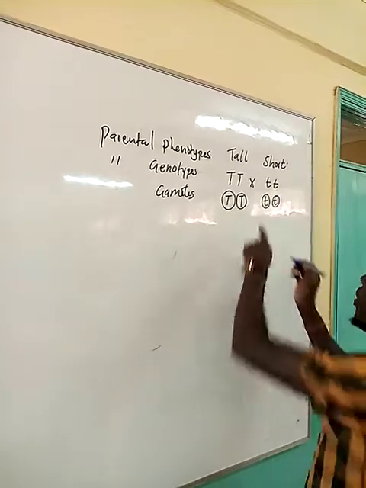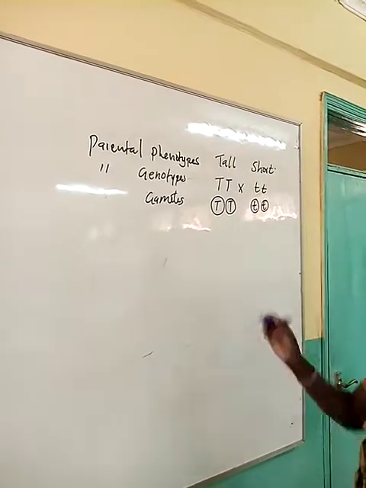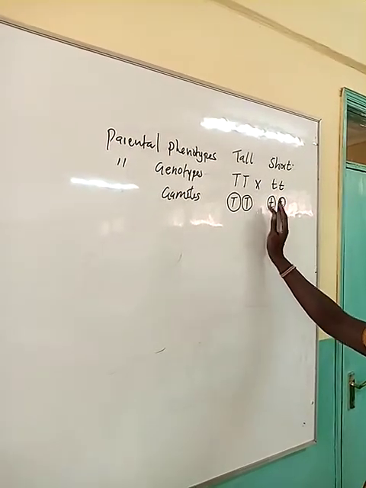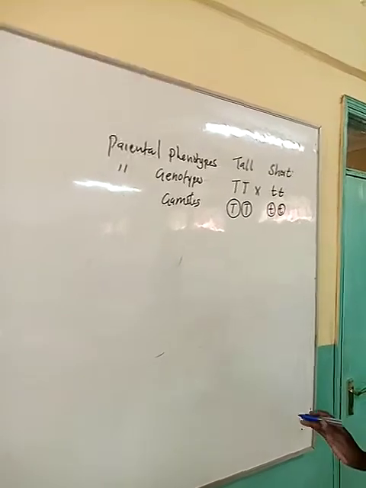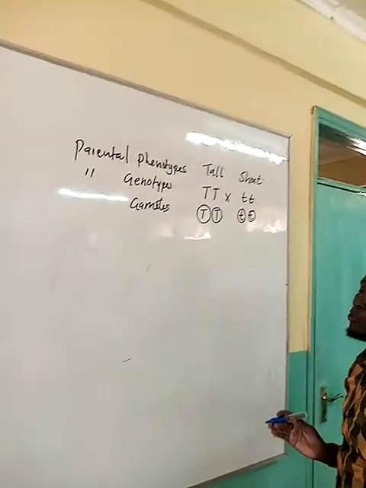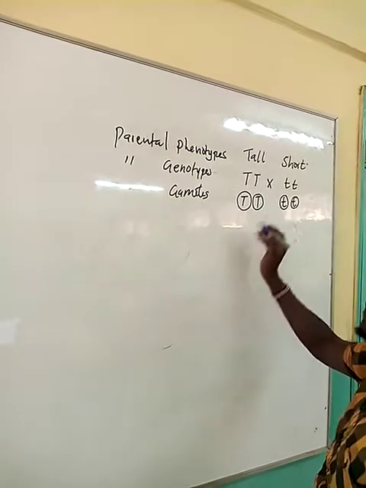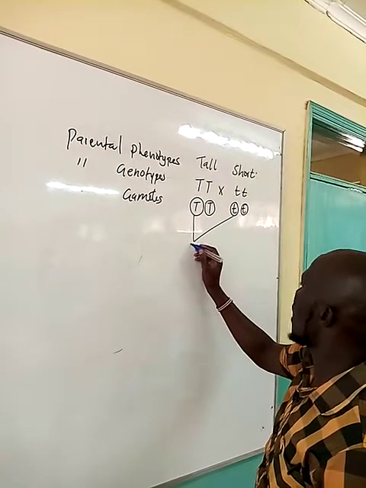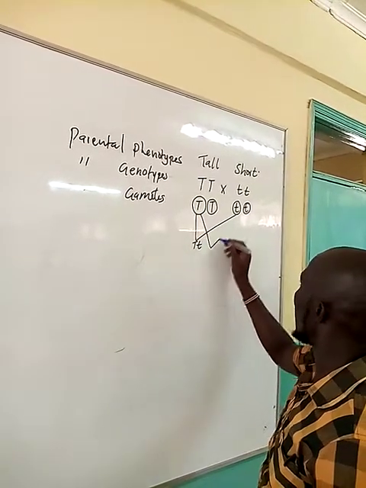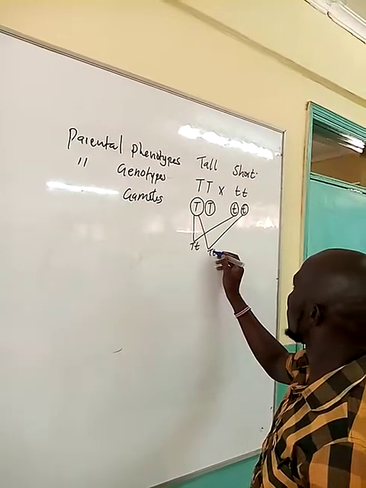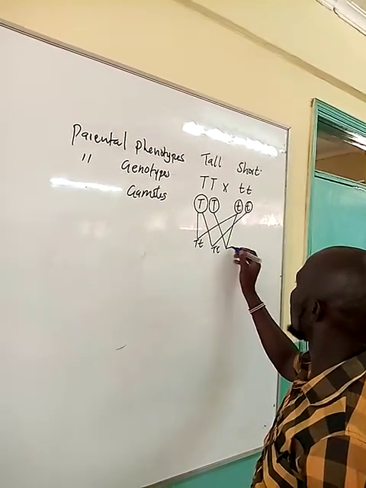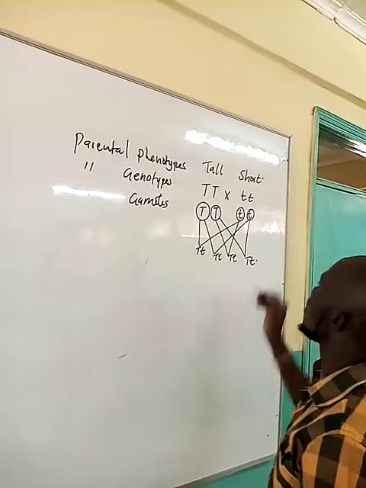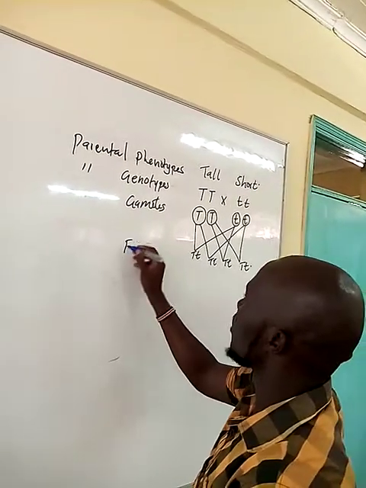Let us mark the point where we put the cross, and it must be a perfect cross. The cross is supposed to be put on the genotypes. Many a time students put the cross here, which is not right. The cross is put at the genotype to show what you are crossing. So if we work it out, we have capital T, small t, capital T, small t, capital T, small t, capital T, small t. So this is the first filial generation.